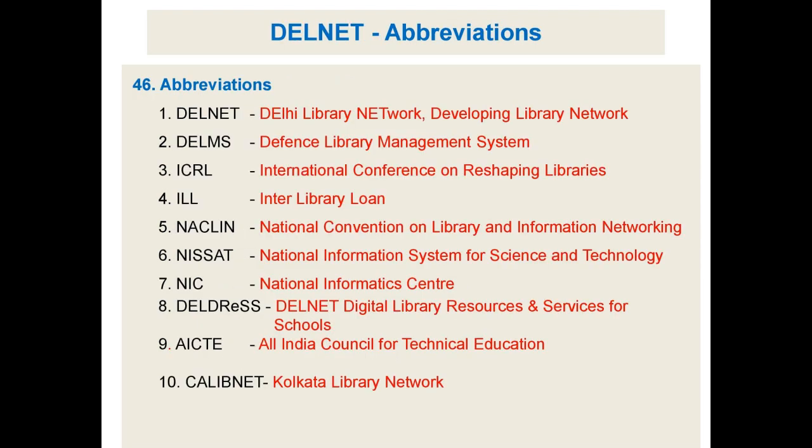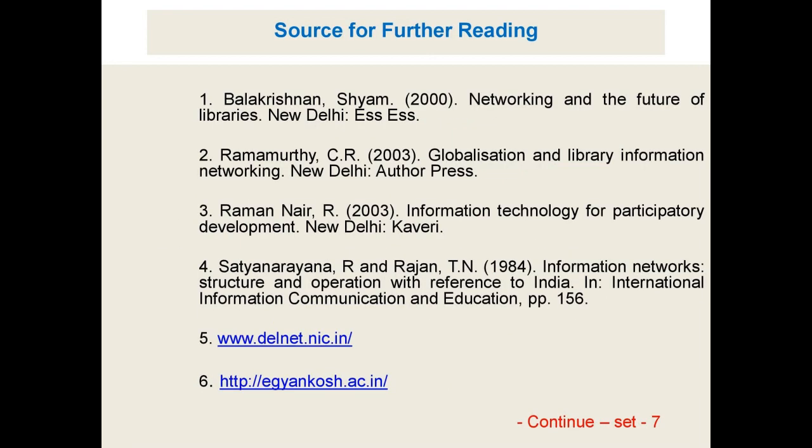Abbreviations. DELNET, Delhi Library Network, Developing Library Network. DELMS, Defense Library Management System. ICRL, International Conference on Reshaping Libraries. ILL, Interlibrary Loan. NACLIN, National Convention on Library and Information Networking. NISART, National Information System for Science and Technology. NIC, National Informatics Center. DELDRES, DELNET Digital Library Resources and Services for Schools. AICTE, All India Council for Technical Education. CALIBNET, Calcutta Library Network.